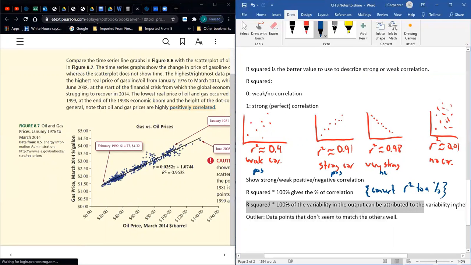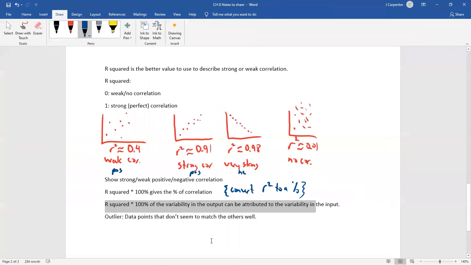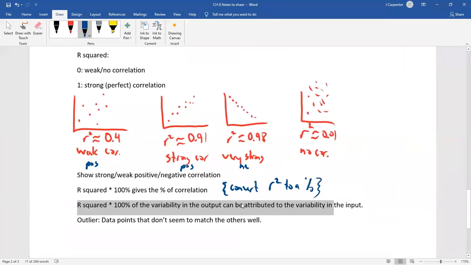This statement is super critical. Let's go back and have it all on the screen now. That statement is super, super critical.